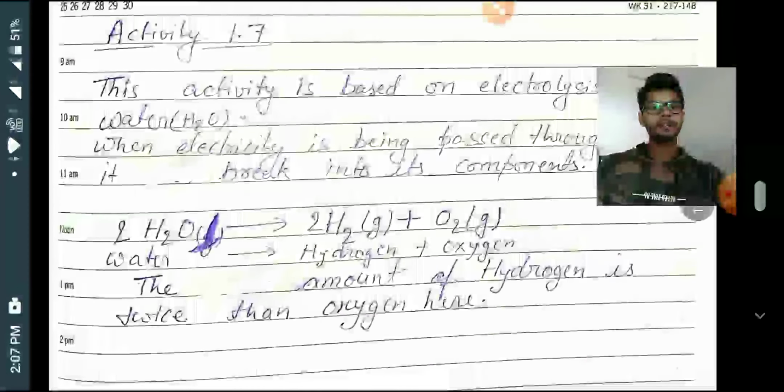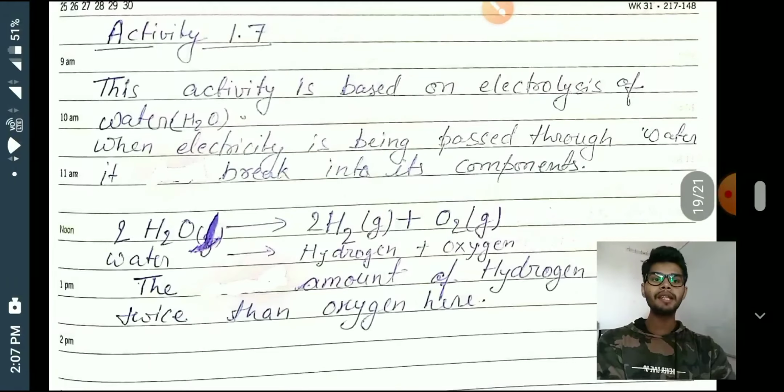Now activity 1.7. This activity is based completely on electrolysis. So what is electrolysis? Electrolysis is the breaking down of any substance into its simpler components.